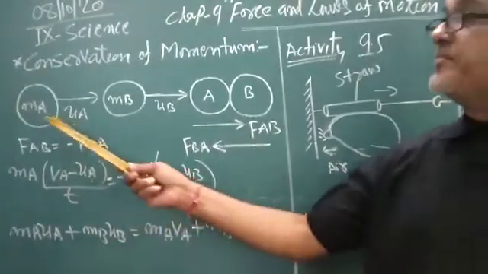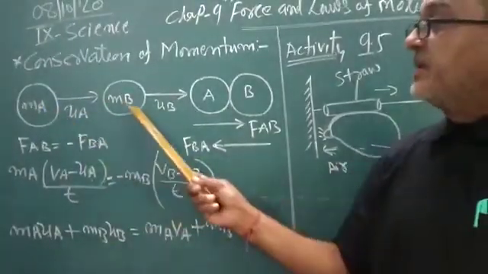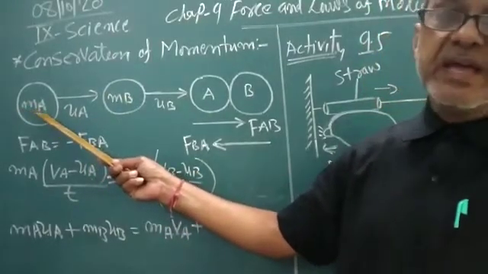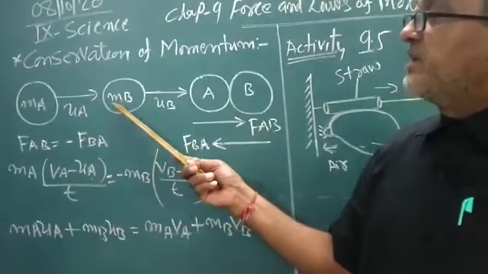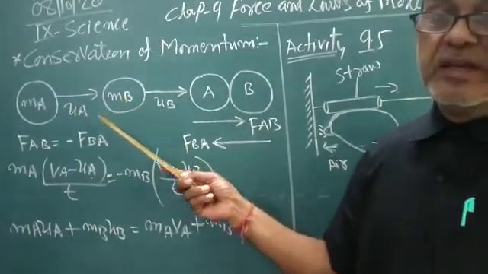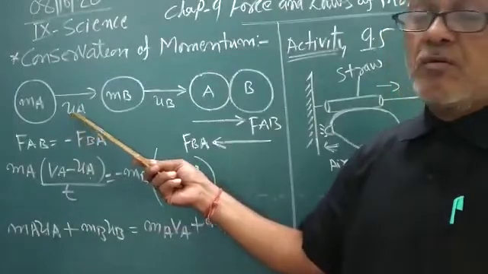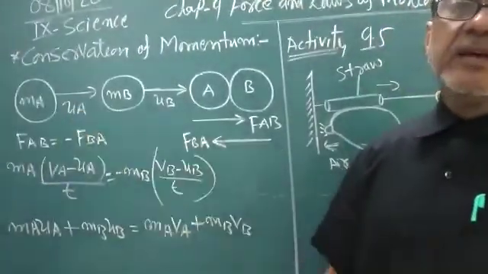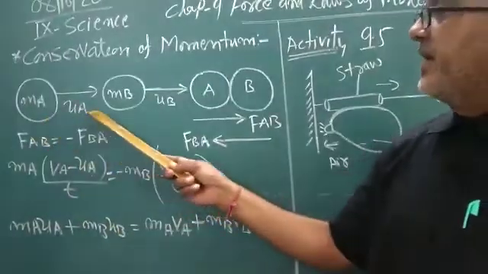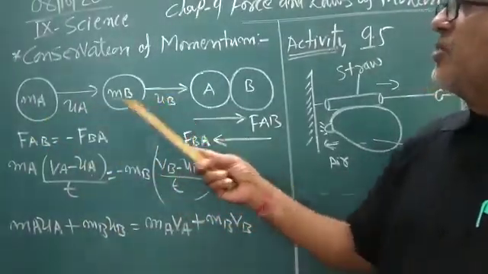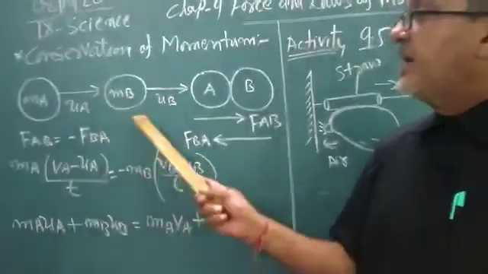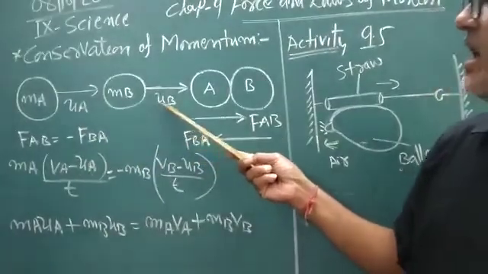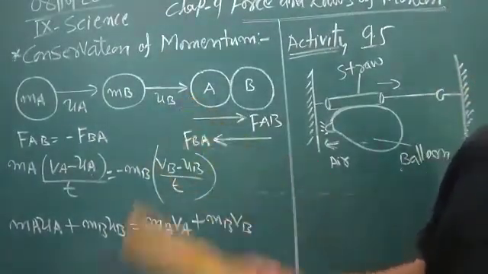Suppose there are two objects, A and B. Object A has mass ma. Object B has mass mb. Let u be the initial velocity: ua is the initial velocity of object A, and ub is the initial velocity of object B.